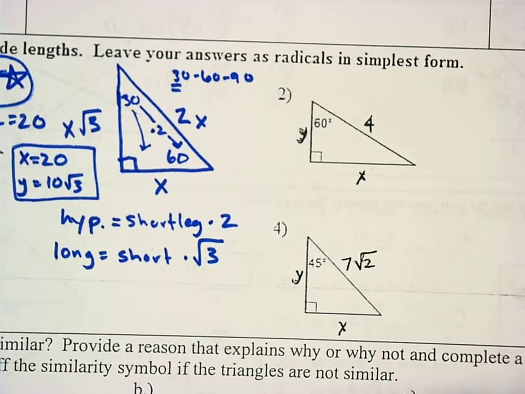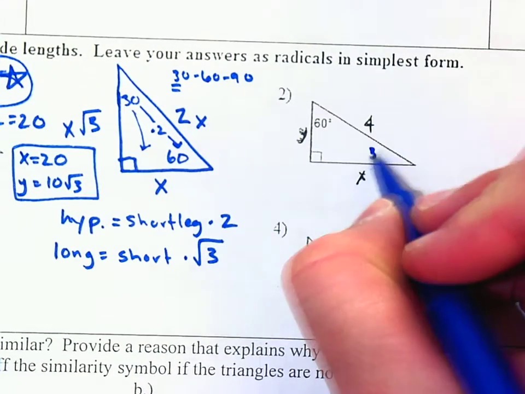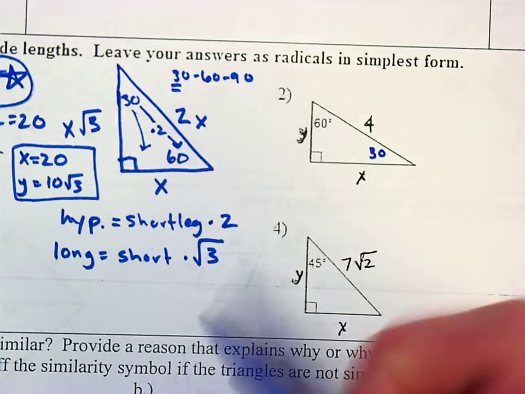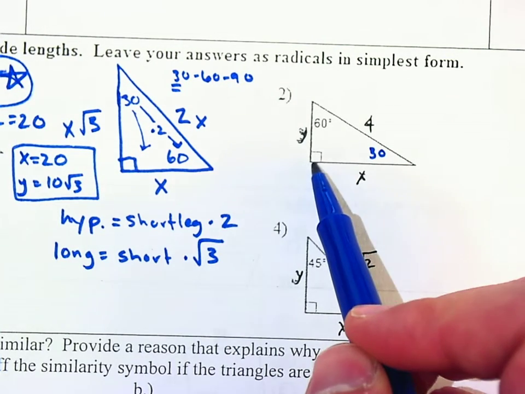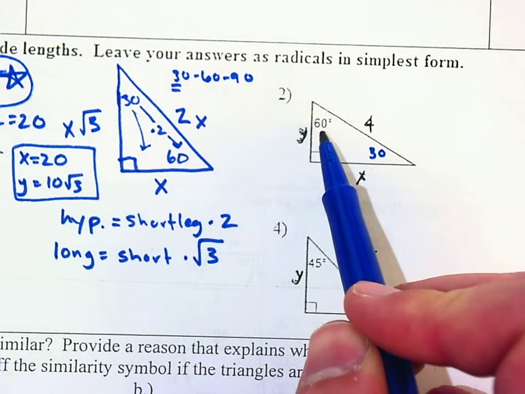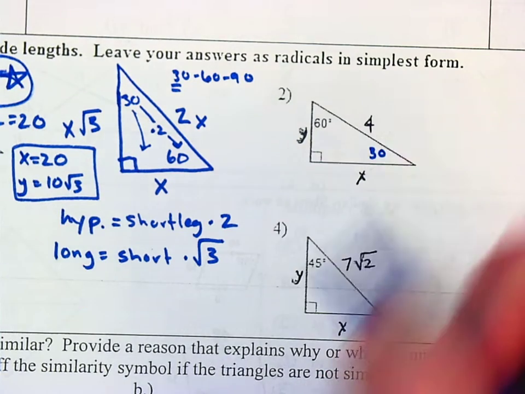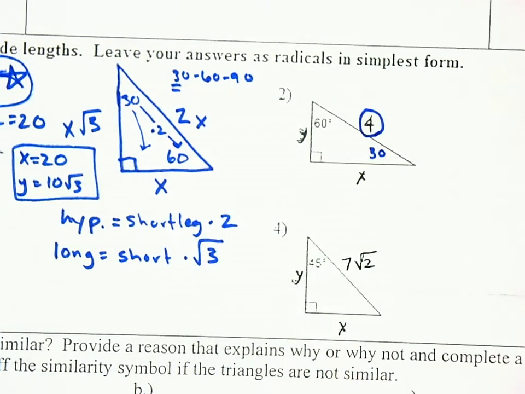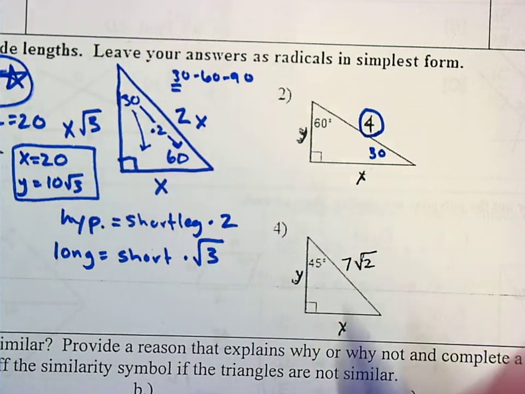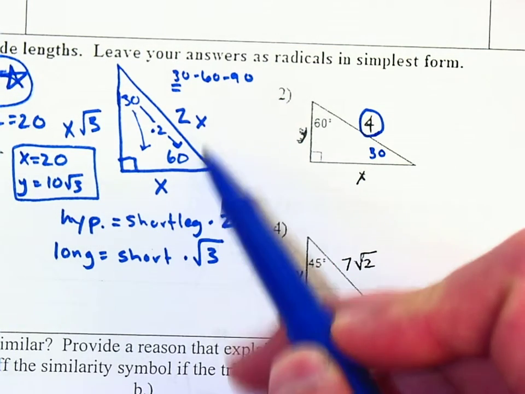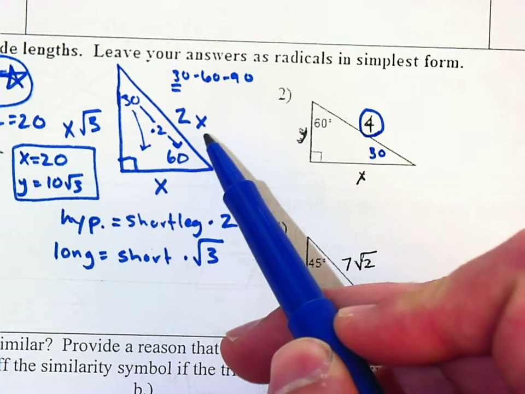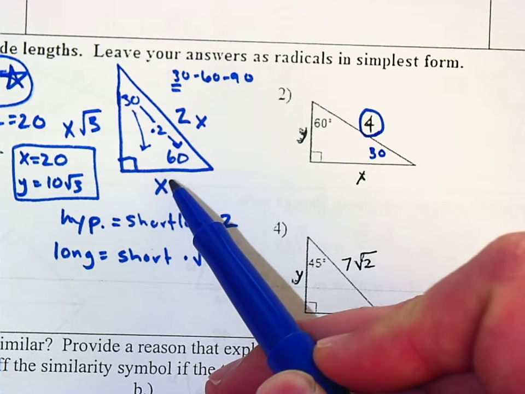Now if we look at number 2, it's also a 30, 60, 90. I know that because 180 minus 90 is 90, and 90 minus 60 leaves us 30. This time, though, they gave us the hypotenuse. Well, if we want to think of this in a certain way, we can say we're going to move backwards, kind of. We're going to go from 2x to x, from the hypotenuse to the short leg.